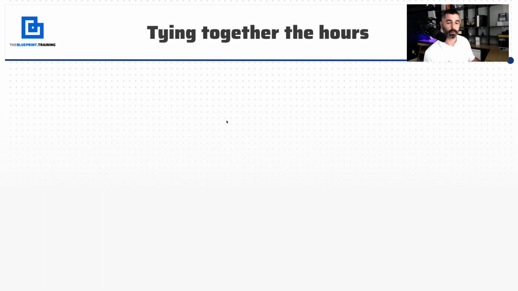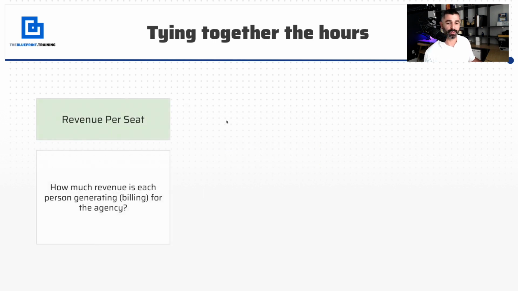But once you get these numbers, now we can start to really run our agency properly. We can look at KPIs like revenue per seat. How much revenue is each person generating or billing per year for the agency? Because if you know how much they're billing, then you know how much you're paying them and you can understand what your profitability is per seat. And more importantly, your profitability per level: at the top level, your mid-level employees, and then your entry-level employees. You'll start to understand what the margins are per employee.